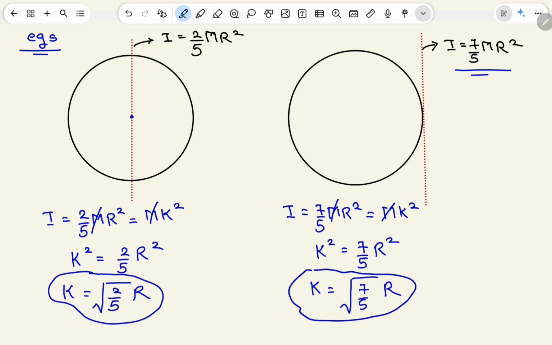So as we can see, for the same body, if we are changing the axis of rotation, the radius of gyration is also going to change. And this happens because once we change the axis, the moment of inertia itself changes, and therefore the radius of gyration is bound to change.